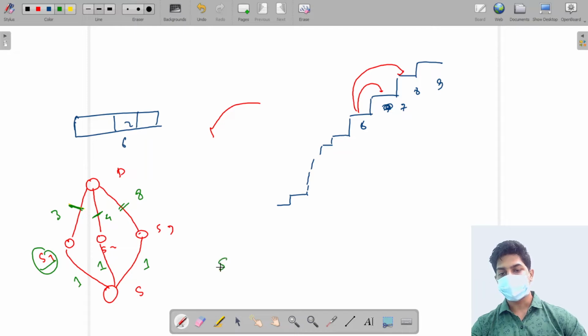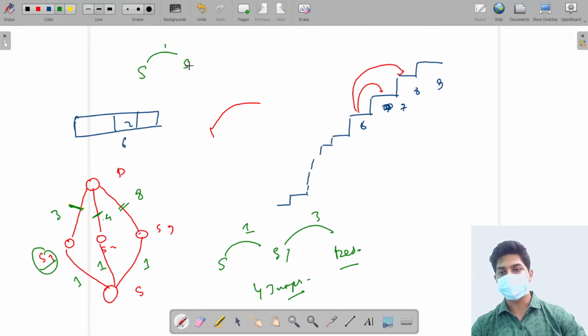What I will do is, from the source, I will take a jump of 1 unit and go to substation 1, and from substation 1 I will take 3 jumps and go to the destination. So my final answer will be 3 plus 1, that is 4 jumps. Instead of substation 1, if I had chosen substation 2, then my path would have been one jump to substation 2, then 4 jumps to the destination. In this case my answer will be 4 plus 1, that is 5, which is greater than 4 jumps. Since I want the minimum jumps, I will not choose this path.